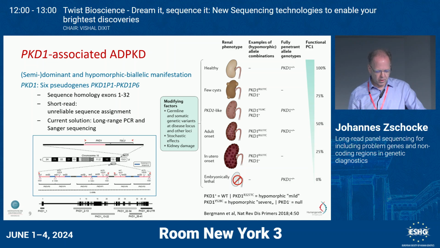So this is a nice review by Carsten Bergmann, where he shows different constellations, and one of the constellations is, for example, 2 hypomorphic missense variants that on their own don't cause much problems, but in the kind of biallelic, recessive, but let's call it biallelic constellation, causes manifest cystic disease.